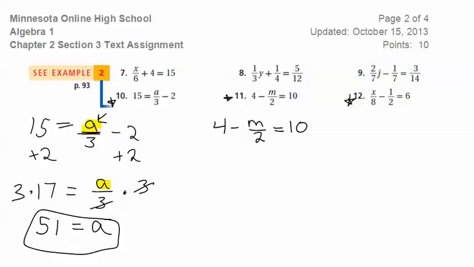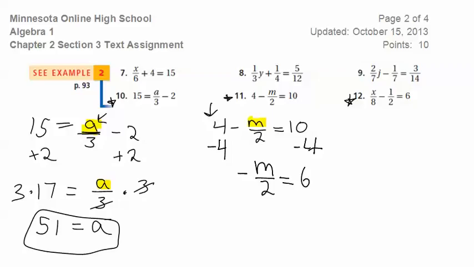This time we are trying to solve for m, so we need to look and see what is keeping m from being by itself. Well, the first thing I see is this 4 here, so I want to get rid of it, and it's a positive 4, so if I subtracted 4 from both sides, then 4 minus 4 is 0, I'll get rid of it on the left side. I still have that minus sign. So now it's negative m divided by 2 is equal to 10 minus 4 is 6.